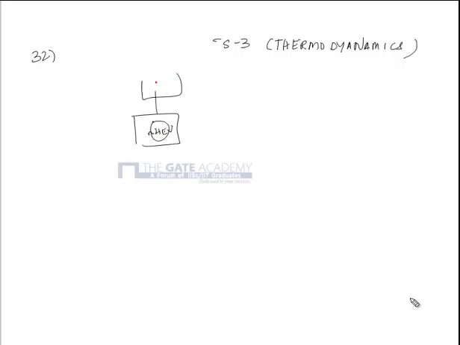Let's discuss question number 32. This is from test 3 and the topic is thermodynamics. A reversible heat engine is given, which operates between two reservoirs of 700 degrees centigrade and 50 degrees centigrade. So it takes heat from 700 degrees centigrade, rejects heat to the lower reservoir, and does some work.